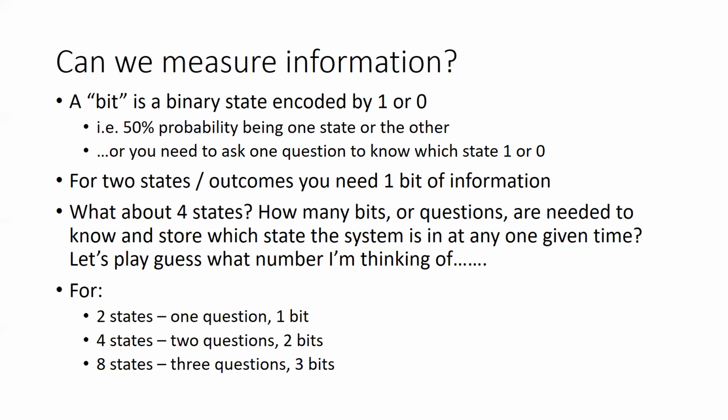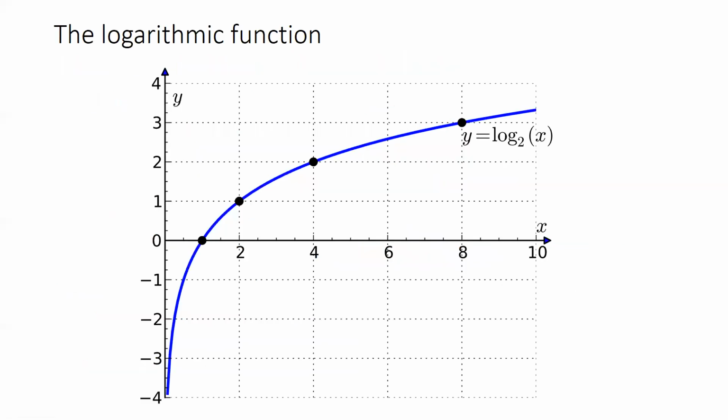I wonder if any of you have spotted a pattern in the number of states we have and how many questions you need to ask. Does anyone know what this function is? As we go from 2 states to 4, we double the number of states, and we have to add one more bit, or one more question, to determine what state we're in. Those of you who may have thought about this will know this is a logarithmic function, not a logistic function, a logarithmic function.